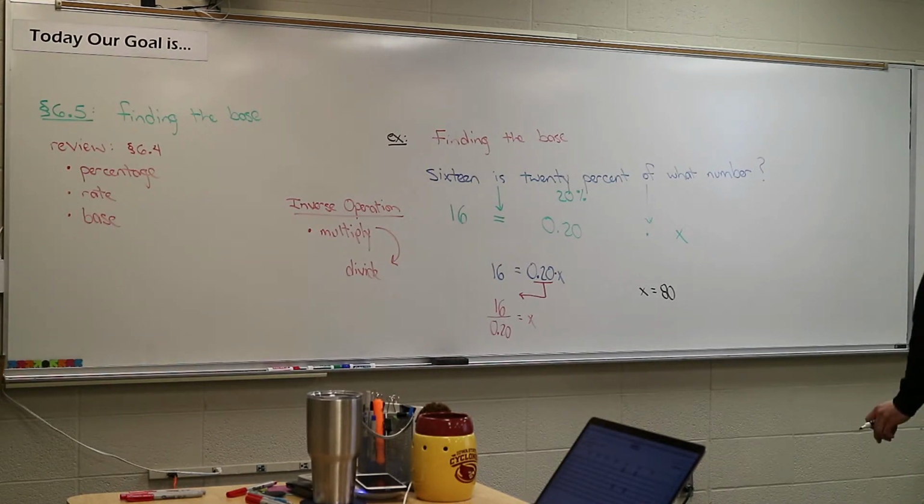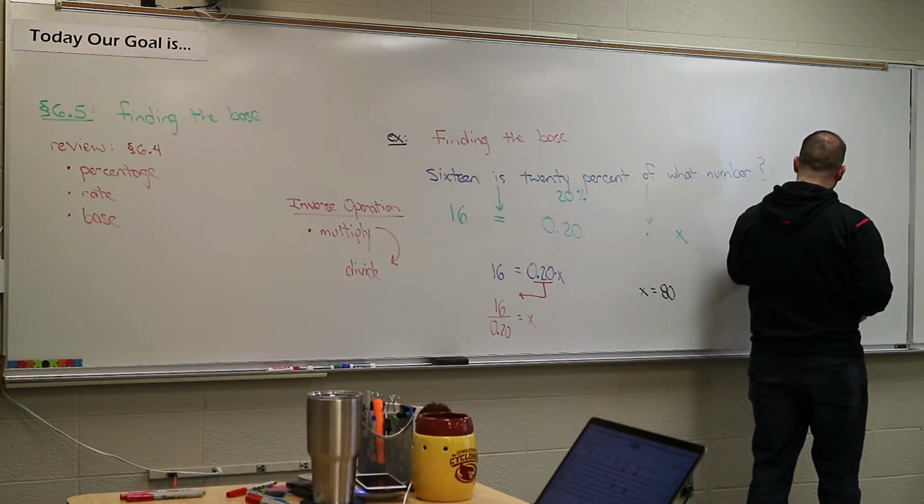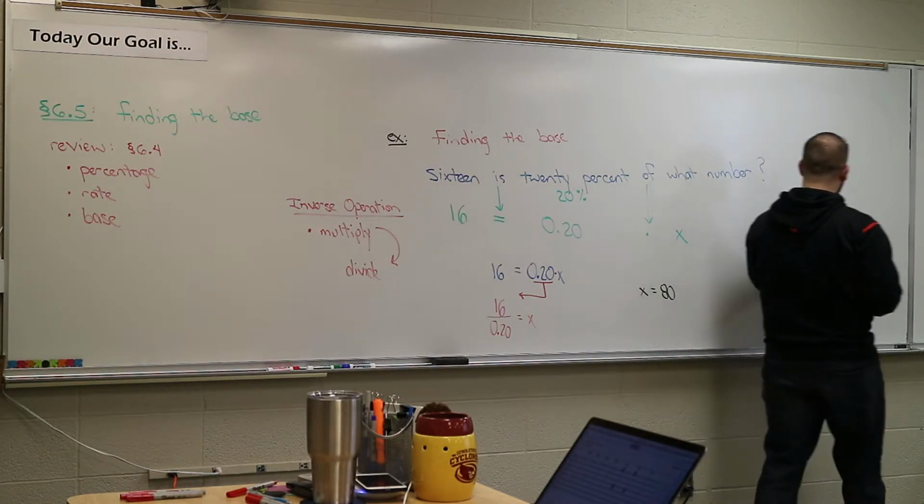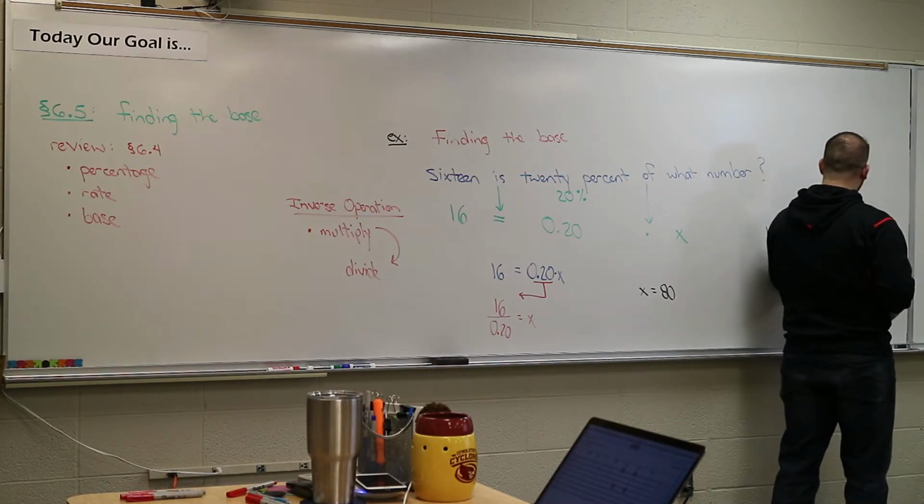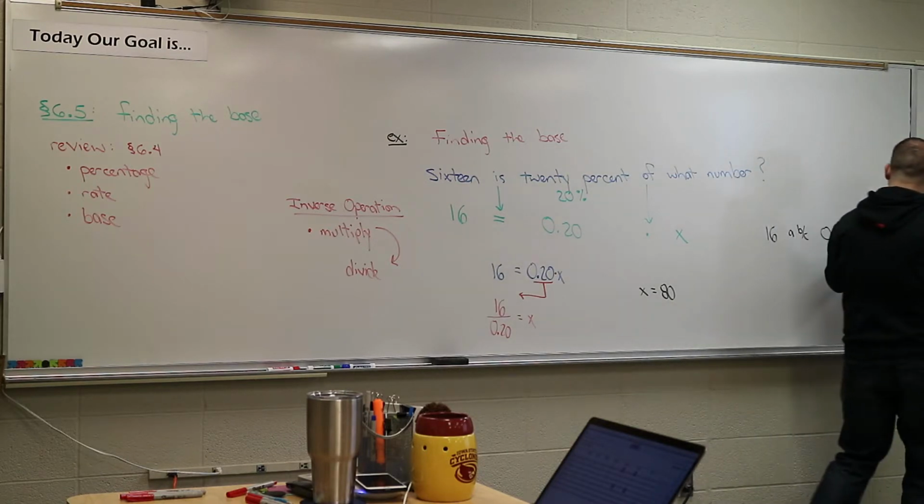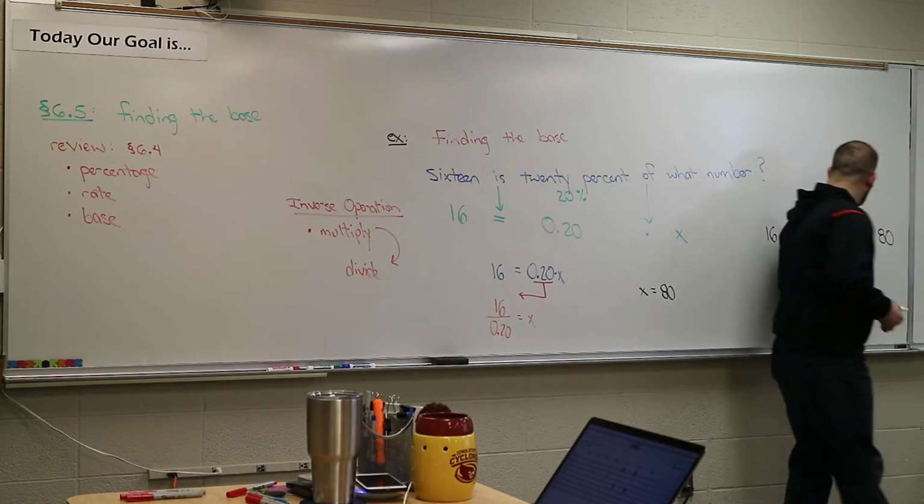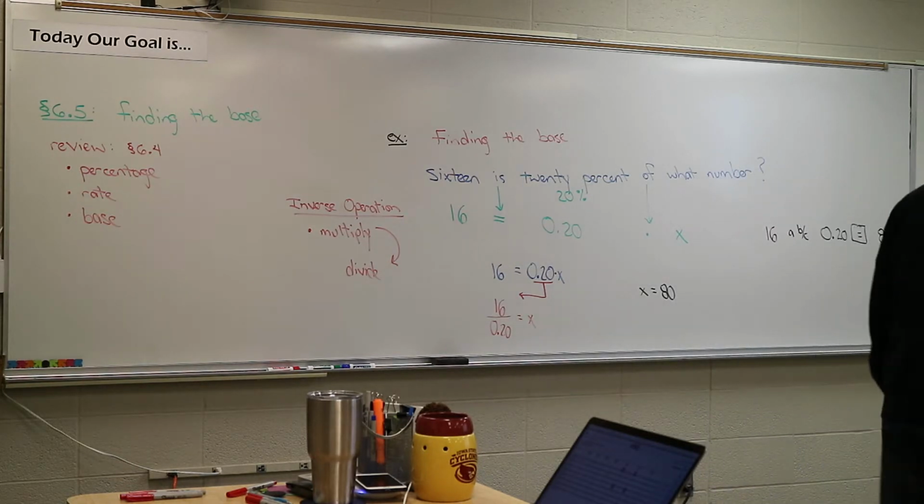Now there is a way you can do this where you can type in the little ABC button. You can type in 16, hit ABC, type in 0.2, and then hit the equal sign, or 20, sorry. And it should give you the same number, it should give you the 80 as well. If you use the ABC button, it's the same as division. It'll just simplify it for you.